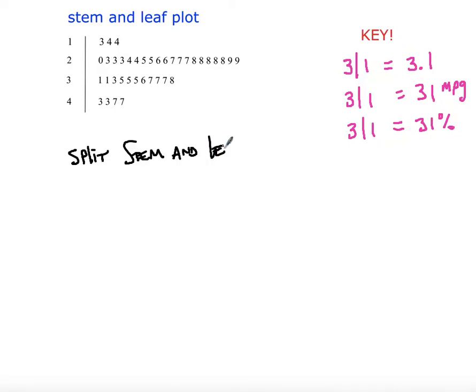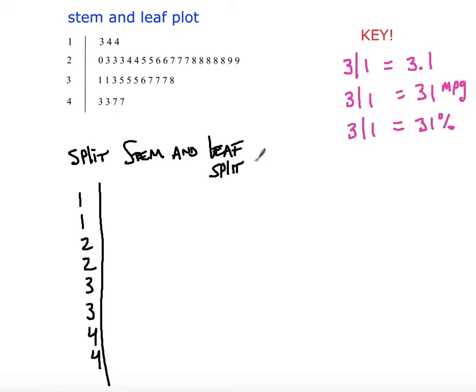what you do is you first start by taking the stems and make them duplicates. So I'd have 1, 1, 2, 2, 3, 3, 4, 4. Okay. Then we're going to split the leaves. And you always want to split the leaves 0 through 4 and 5 through 9. Because there's 5 numbers from 0 to 4, and there's 5 numbers from 5 to 9. So we're splitting them evenly.